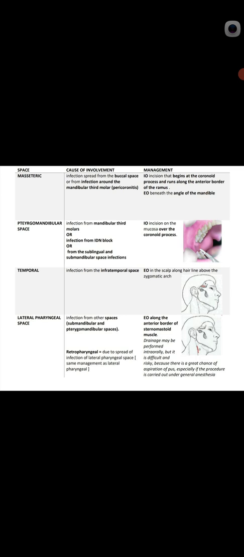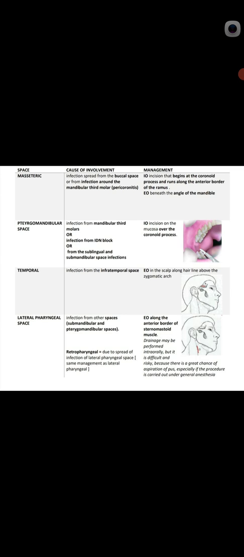Next is the temporal space infection. The cause of involvement is infection from the infratemporal space. Management is an extraoral incision in the scalp along the hairline above the zygomatic arch. Next is the lateral pharyngeal space infection. The cause of involvement is infection from other spaces, submandibular and pterygomandibular space. And the next is the retropharyngeal, which occurs due to spread of lateral pharyngeal space infection, and management is the same as lateral pharyngeal.